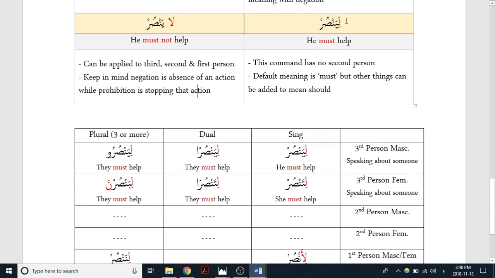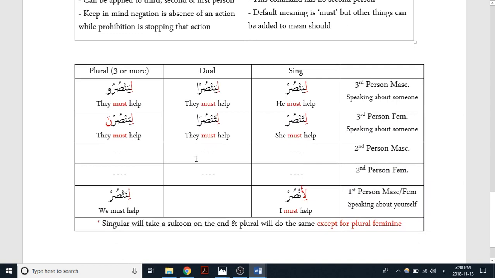So let's take a look at li and how it conjugates. Keep in mind it has no second person, so the chart will look like this. Li yansur, he must help. Li yansura. Remember the noon gets dropped because it's Huroof Jazimah. They must help. Li yansuru, they three or more must help. Li tansur, she must help. Li tansura, they must help. Let me fix that. For some reason there's a ba there. Li yansurna, they must help, and because we're dealing with three or more women, that noon is going to stay.